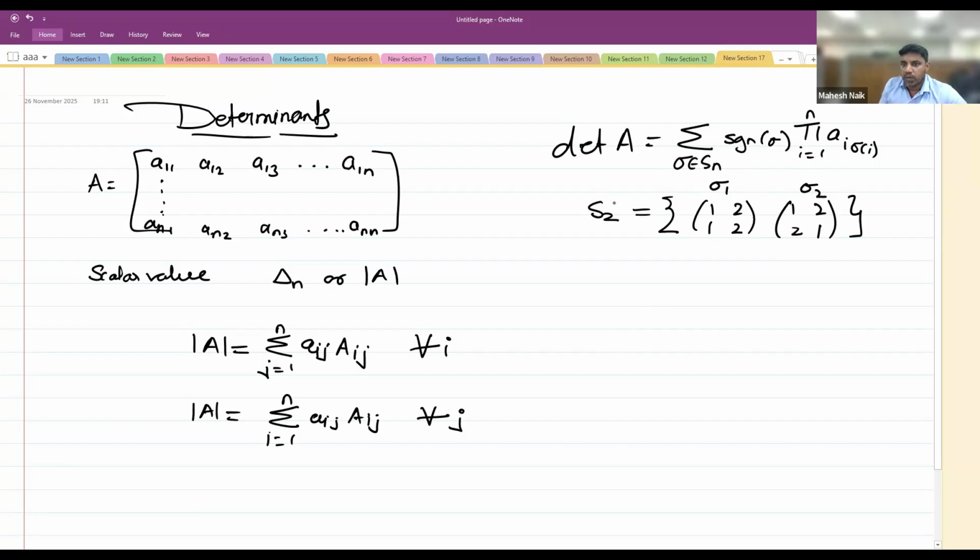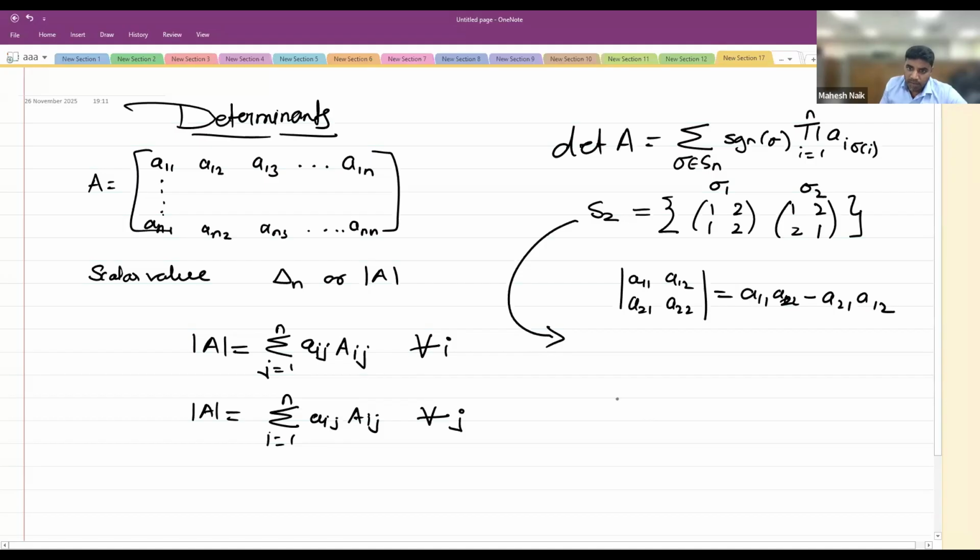And since I'm talking about a permutation of order 2, actually I'm talking about a matrix of order 2. So let's say A11, A12, A21 and A22. And everybody must be knowing the determinant is simply given by A11 into A22 minus A21 into A12. Okay, but let's arrive at this by using the definition of permutations.